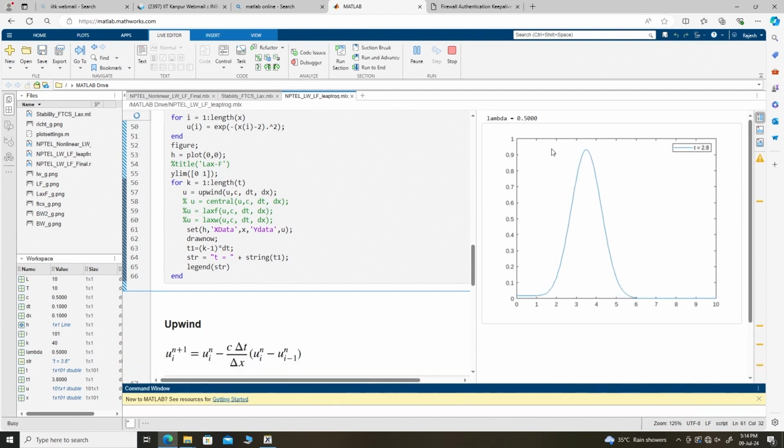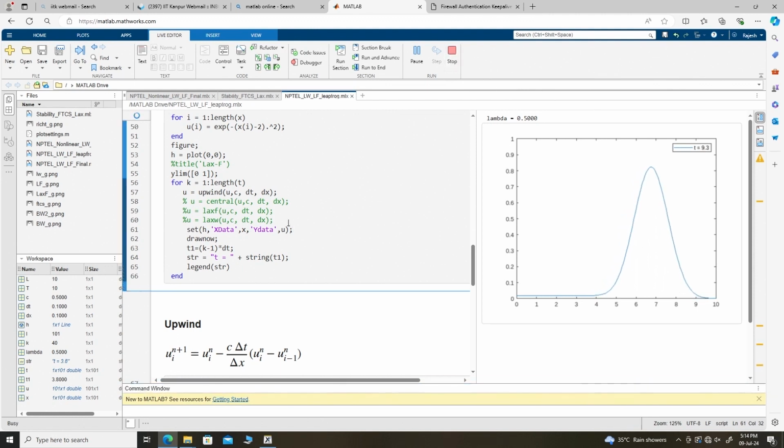You can see that as it is going to the right, the peak is going down. That is because of the dissipation in the upwinding scheme. As it moves right, the peak will keep on going down. Depending on the CFL number, delta t and delta x, the peak may dissipate much faster. You can see how much it has dissipated.